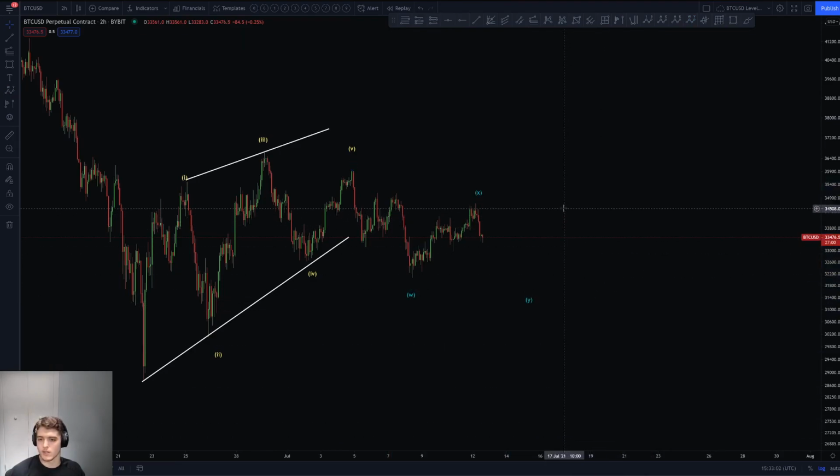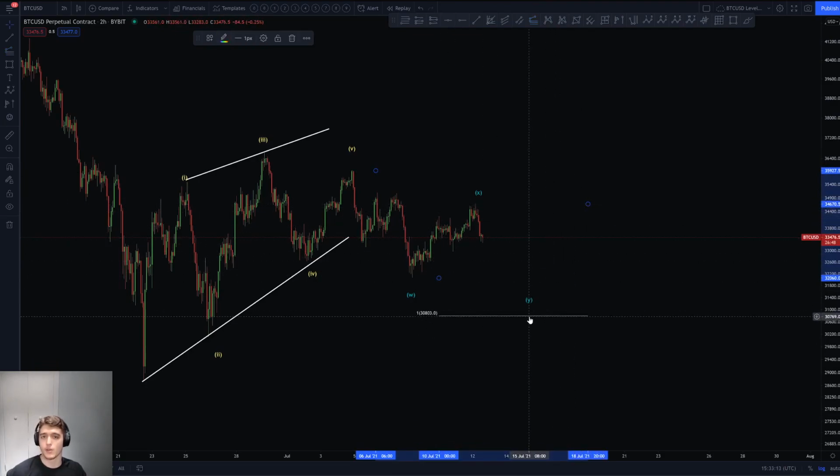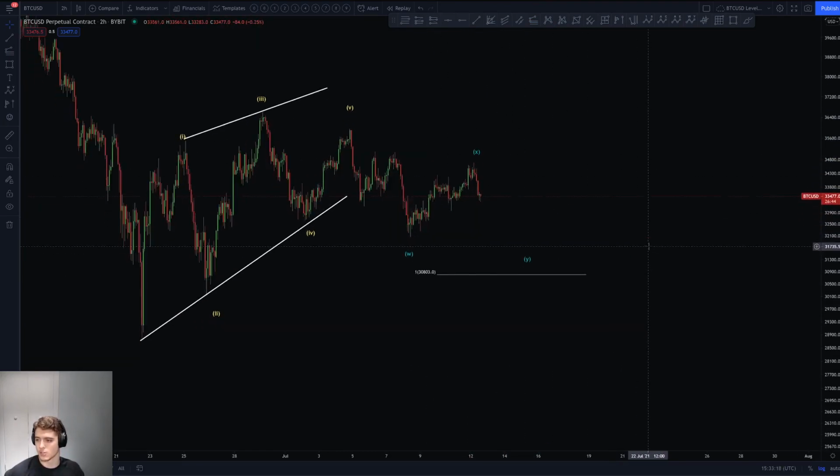So typically you want the wave Y to come around the 1-to-1. Sometimes it'll come to the 618 of wave W. But I think 31.5K is a very strong support level right now, which I've shown you guys. I'll show you guys right now again.